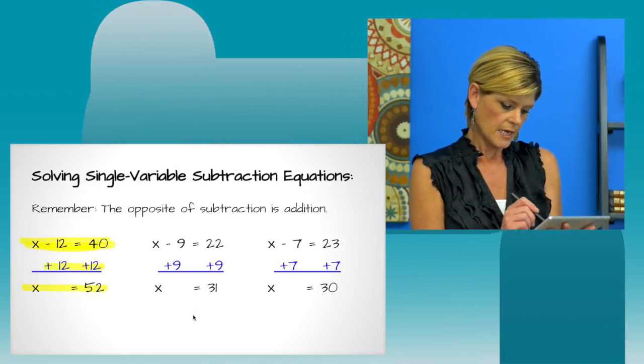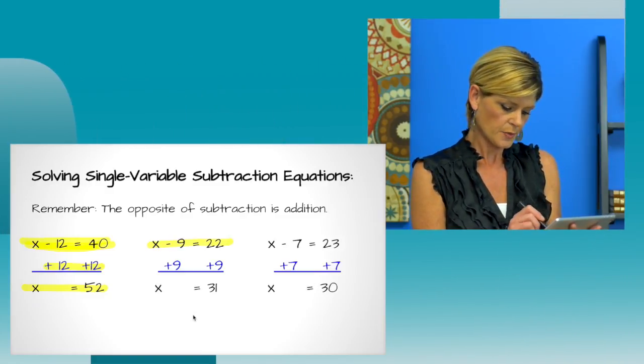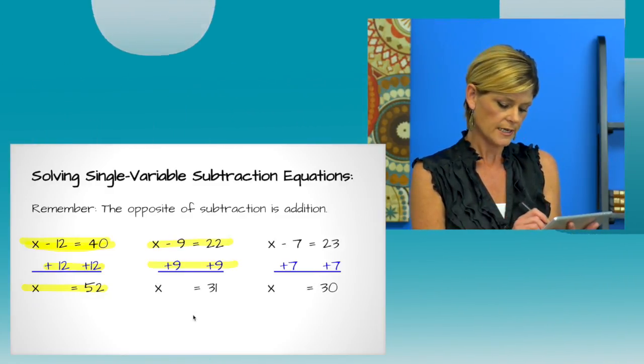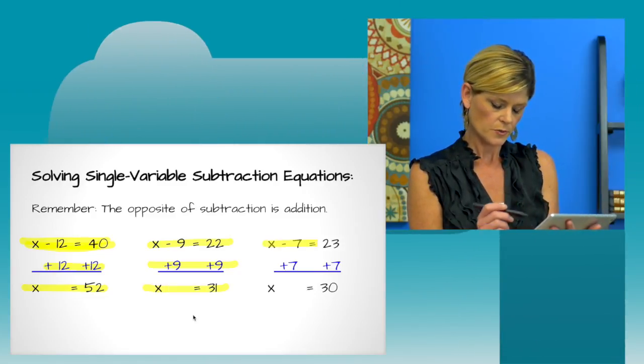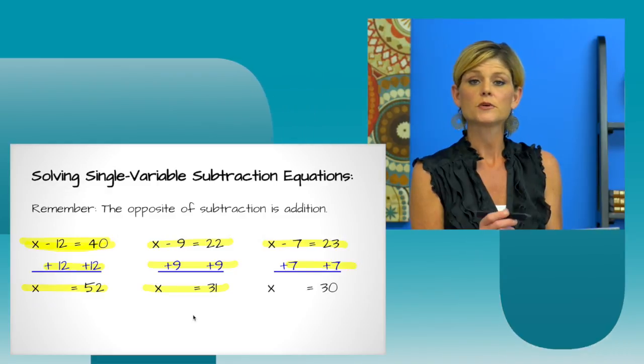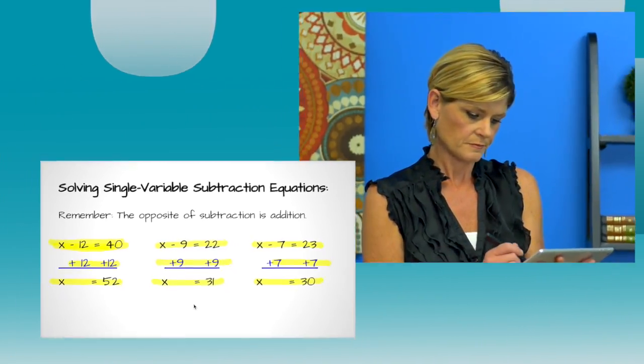How about this one? x minus 9 equals 22. I'm going to add 9 to both sides of the equal sign, and I get x equals 31. And once again, x minus 7 equals 23. Add 7 to both sides of the equal sign, and you get x equals 30.